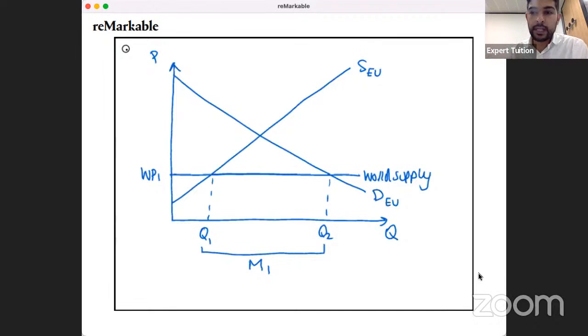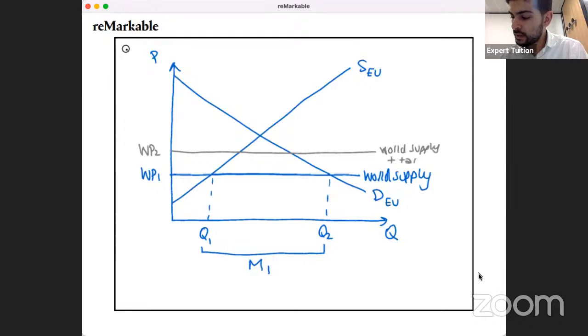Now the Europeans decide to impose a tariff in this market. So what happens now is the world price goes up and you have this world supply plus tariff. Okay. So a tariff, if you remember, is a tax on imports. Same exercise again. Now we have at that new world price, where does it hit the supply? Well, it hits it there now. So this is Q3.